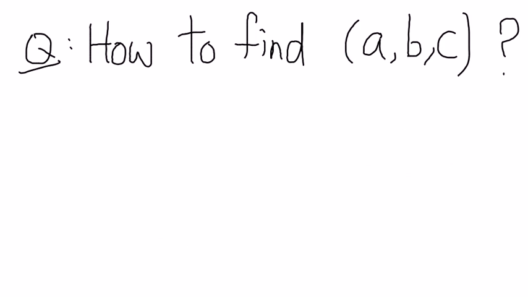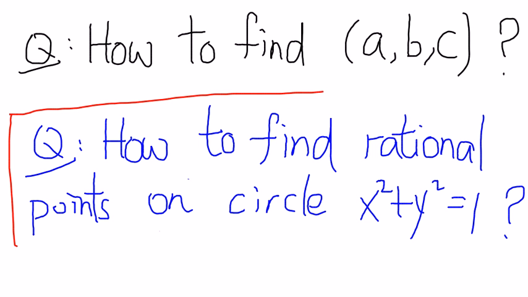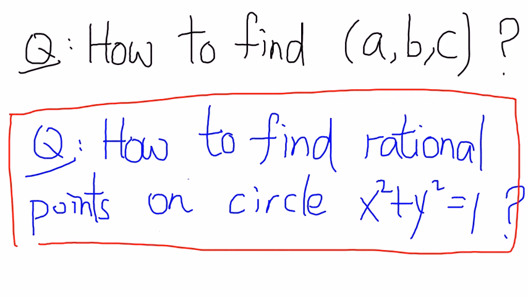So the original question I posted last time, how to find a Pythagorean triple a, b, c constructively, is now essentially the same as this question: how to find rational points on the circle with the equation x squared plus y squared equals 1. And as I mentioned before, that's exactly the geometric side I want to talk about. So the numerical side, how to find the Pythagorean triple a, b, c, can be converted into the geometric problem of how to find the rational points on x squared plus y squared equals 1.